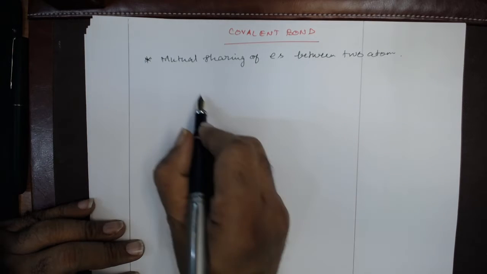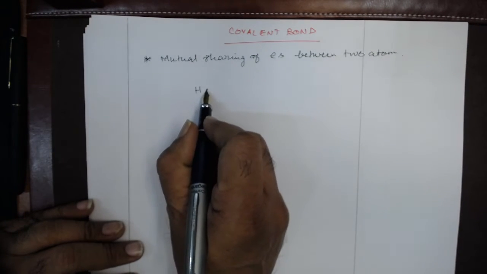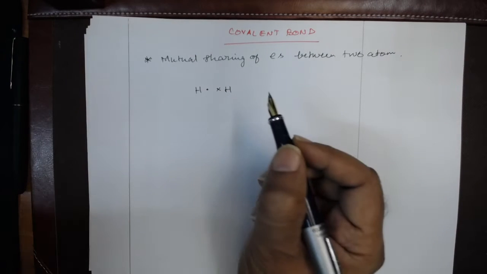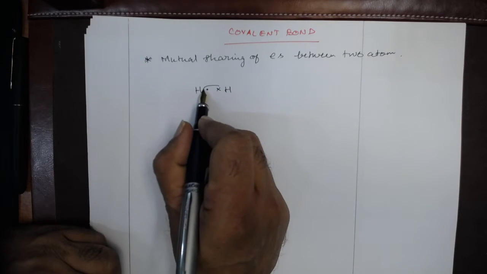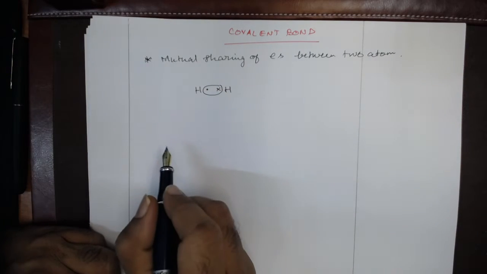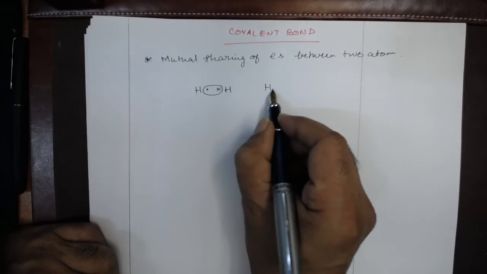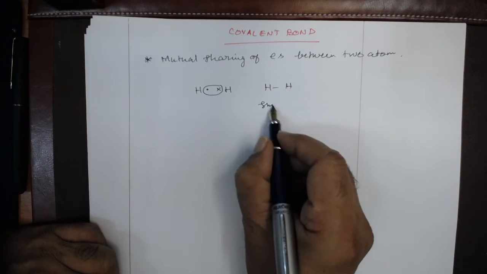For example, let us consider hydrogen. Hydrogen has one electron, and this hydrogen has one electron. So they mutually share to form a bond, that is H-H bond. It is a single covalent bond.